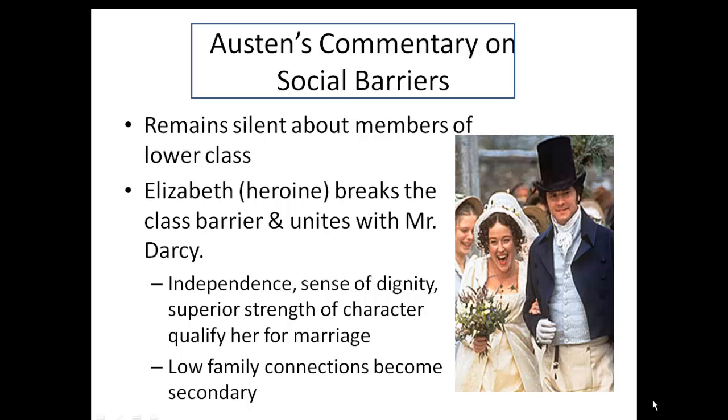These are a few themes you will come across when reading Pride and Prejudice.